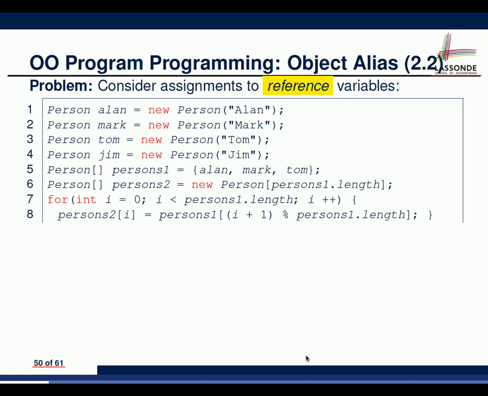Line number 7, starting from index 0, and then until what's gonna be the final value for i in the iteration? 2, right? In this case, yeah, because there'll be persons.length minus 1, right? Okay, and then i++. Now, line number 8, we have persons 2 at position i, depending on what i is in the current iteration, is assigned to persons 1 at a particular index, and that index is calculated using the modulo operation. And the way I do it is simply i plus 1 modulo the length of persons 1.